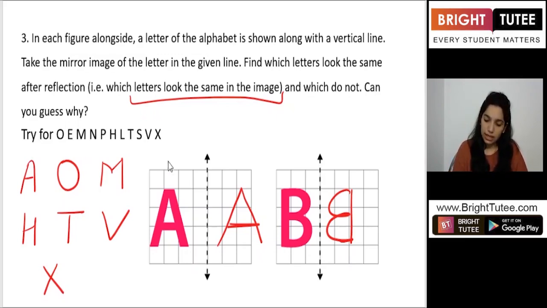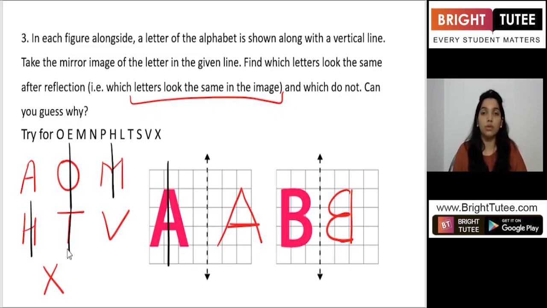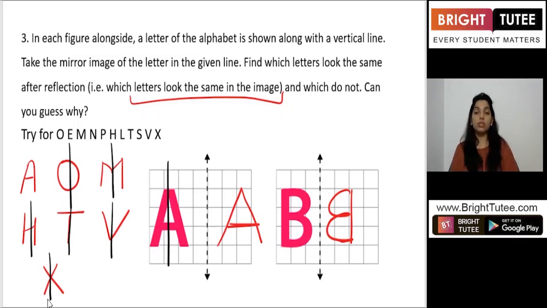If I divide A like this, it's having exactly the same image. If I divide O, vertical line of symmetry, it's same. If I divide M, it's same. If I divide H, it's same. If I divide T vertically, it's same. V, X. Do you notice all these alphabets have got a vertical line of symmetry and thus they do look exactly the same in the mirror line itself.